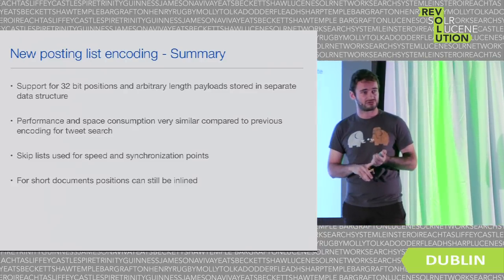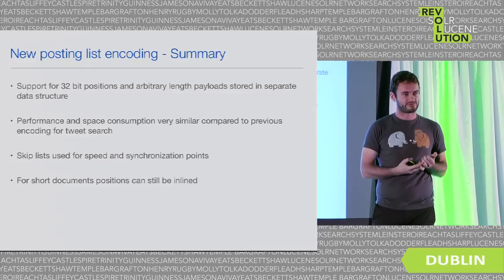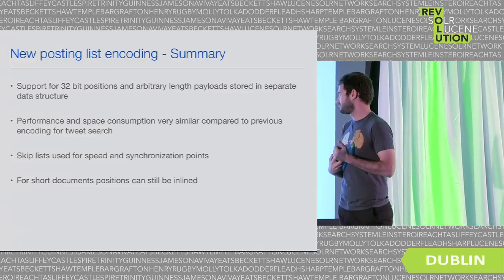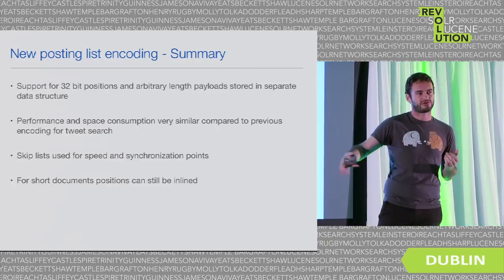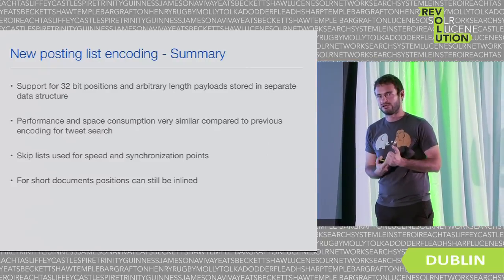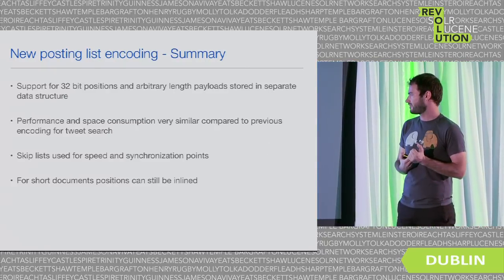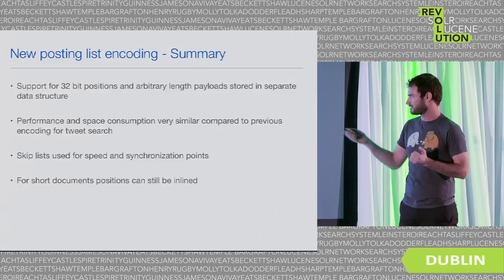Skip lists are actually now introduced. They improve performance of especially Boolean queries, and we use them as these synchronization points to find quickly where in the other data structure the corresponding data is. And for short, that's what I said already.